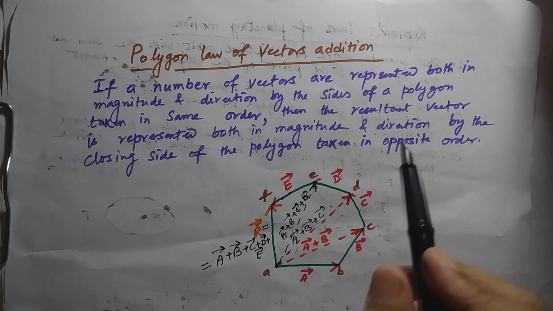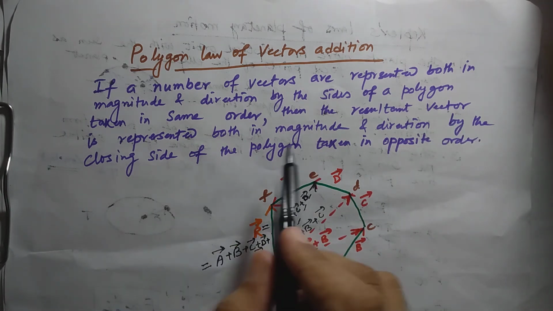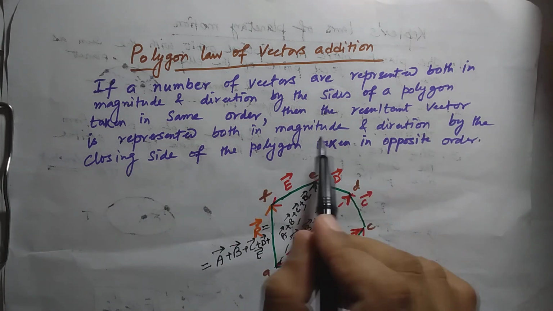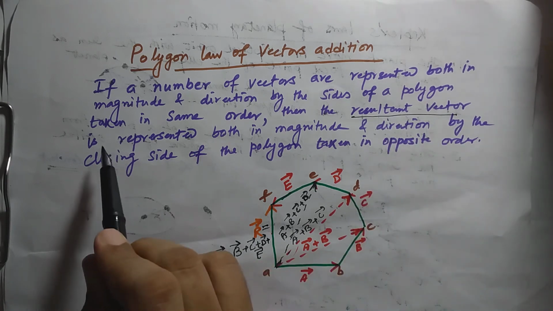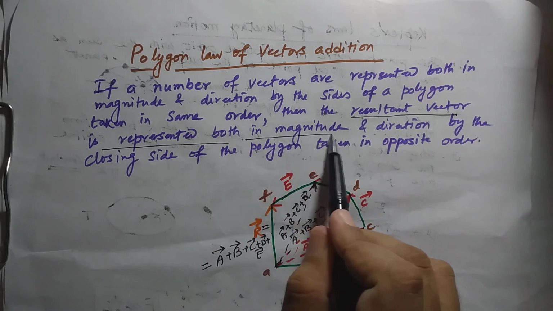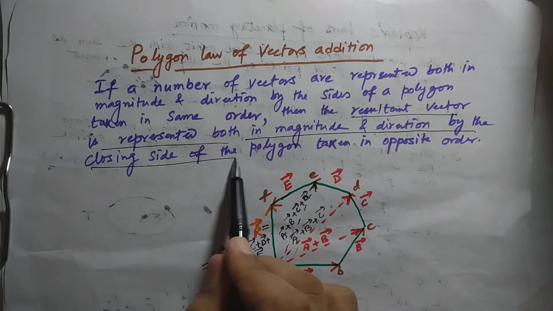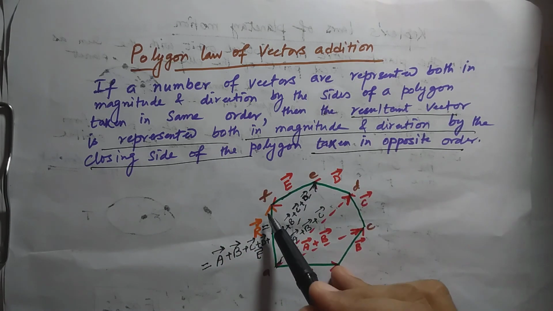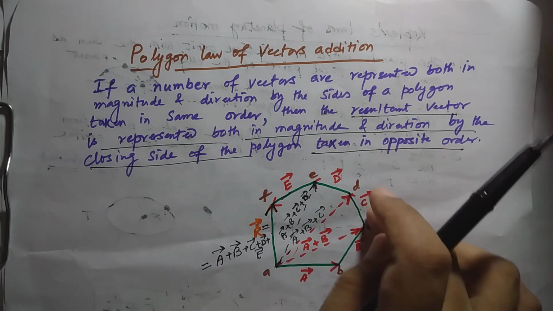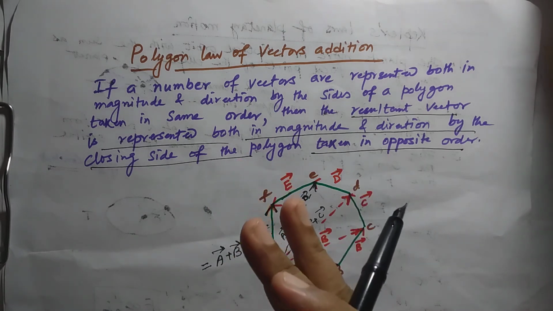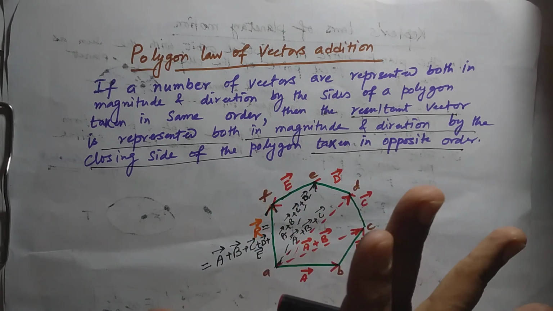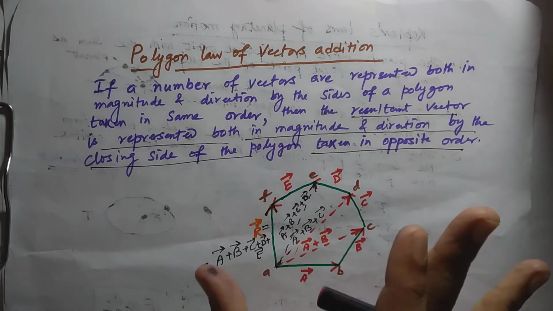That is what is called the resultant. What is written here? The resultant vector is represented both in magnitude and direction by the closing side of a polygon taken in opposite order. You can understand this one. All the vectors are in the same order, but the resultant came in the opposite order. So this is one type of vector addition that will be useful in some cases.